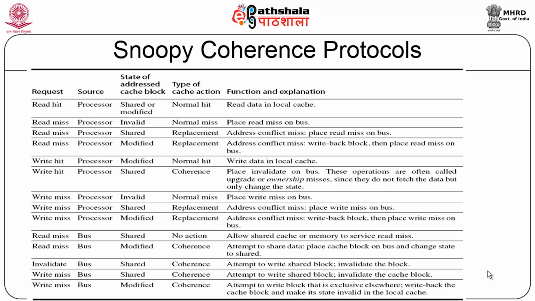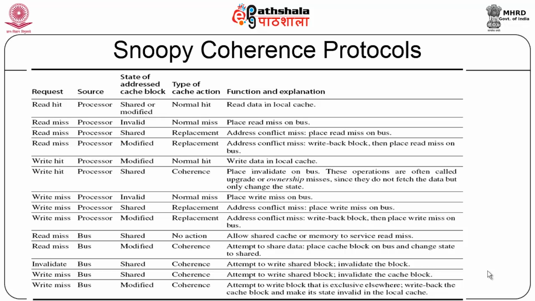So, it becomes a coherence type of cache action, because you will have to find out who else is holding it in the shared state and invalidate all their data. So, it sends this address on the bus, and everybody holding the data in a shared state will invalidate it, and then it will perform the write. Similarly, if it is a write miss and the cache block is available in an invalid state, it is a normal write miss where you will get the data from your main memory.